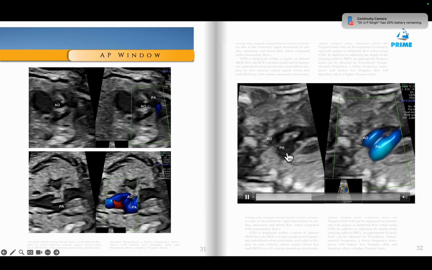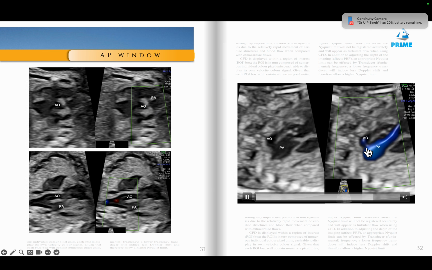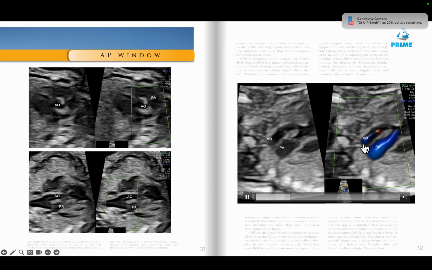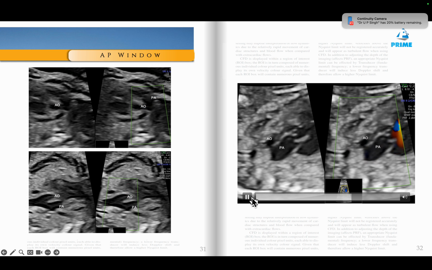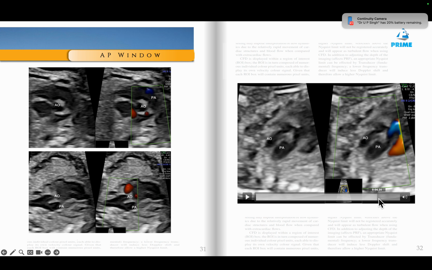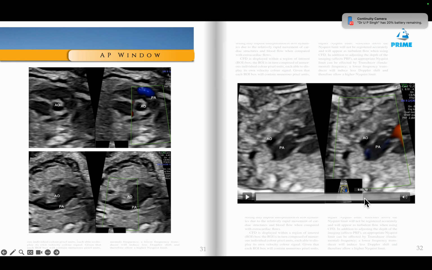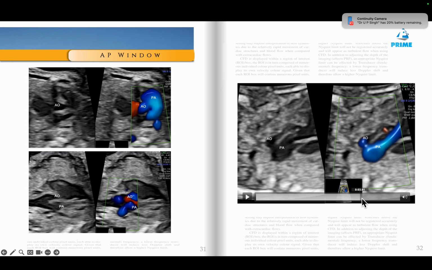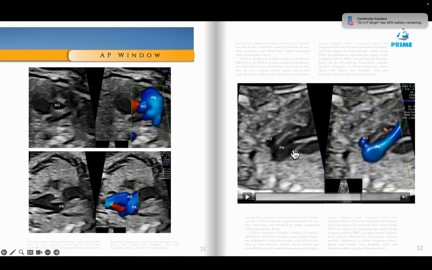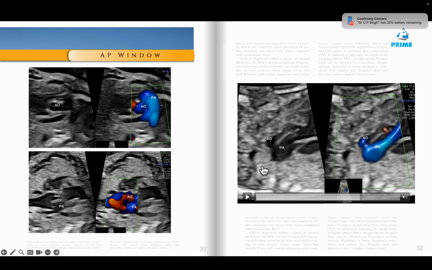Another patient of an AP window, which is a distal AP window where the aorta is small. You see this is the portion where there is an AP window. I'll just try to scroll and show you here, and that is where the communication between the pulmonary artery and aorta, and this is an AP window.